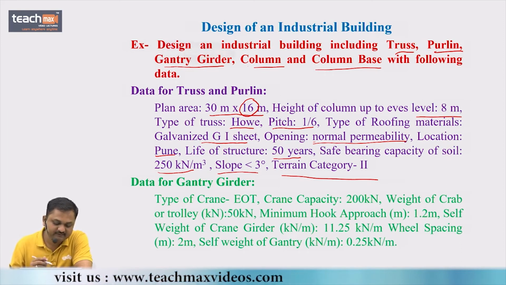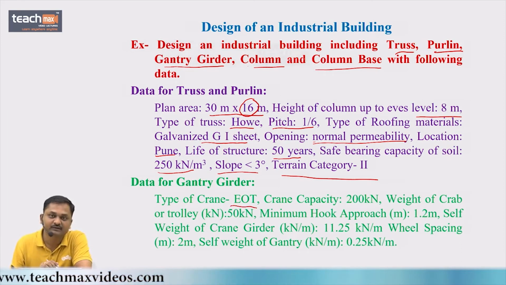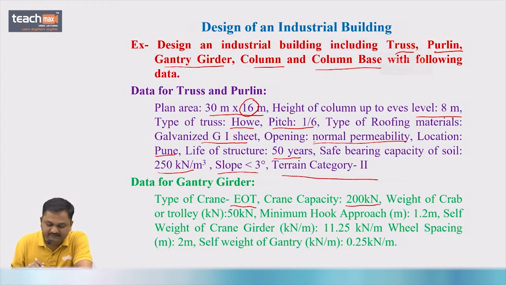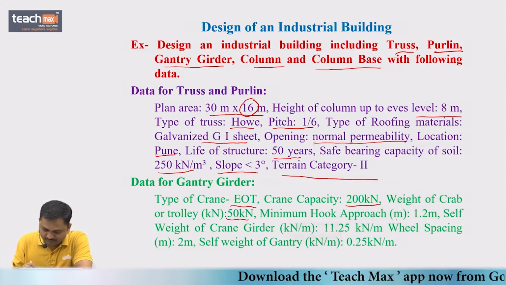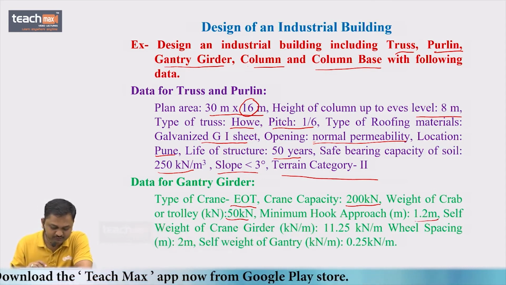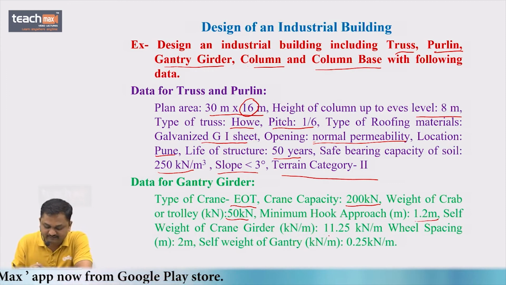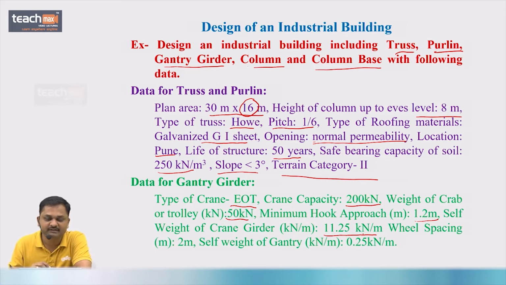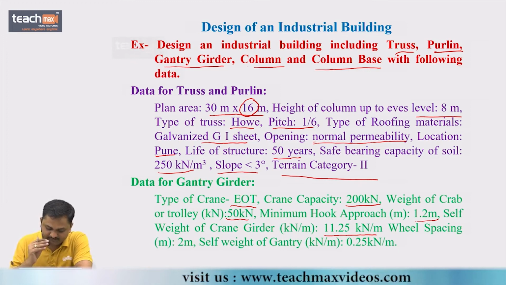For the gantry girders, of course, which type of crane are you going to provide in the industrial building? EOT crane, electrically operated. What is the crane capacity? What is the weight of the trolley, including crab, hook and all assembly? That weight is also given. Minimum hook approach is also required, so that is also given, 1.2 meter. Self weight of crane girder is assumed. It is either given in kilonewton, or as a total UDL, or as a UDL intensity, so easily you can find this out.